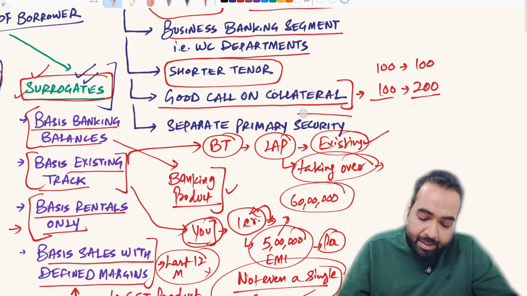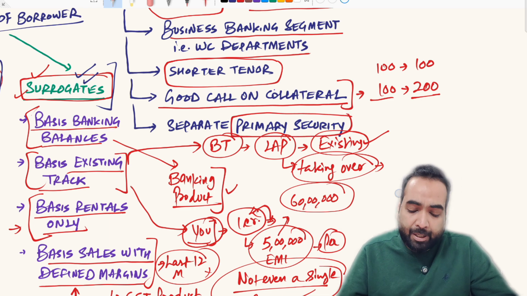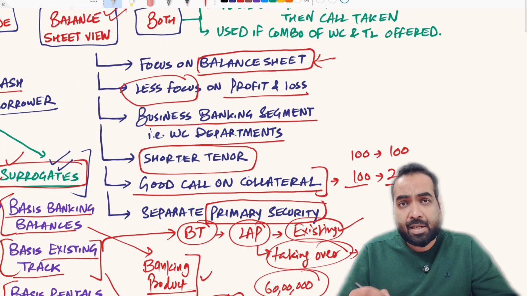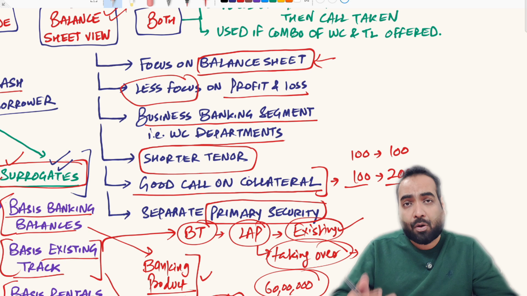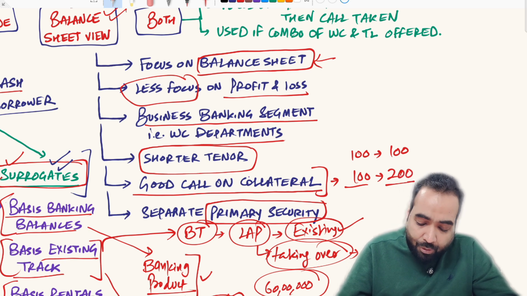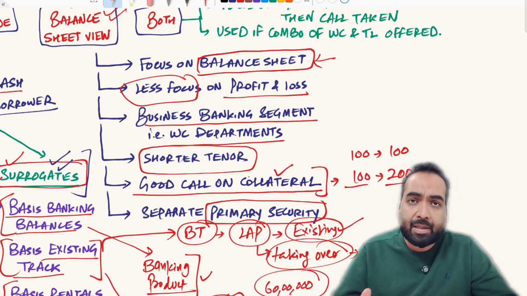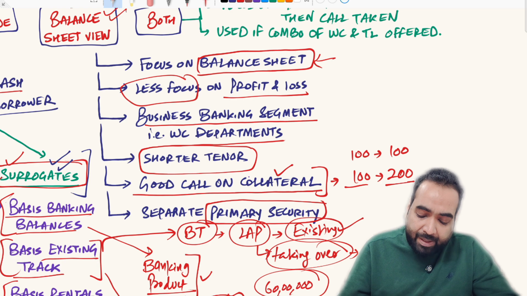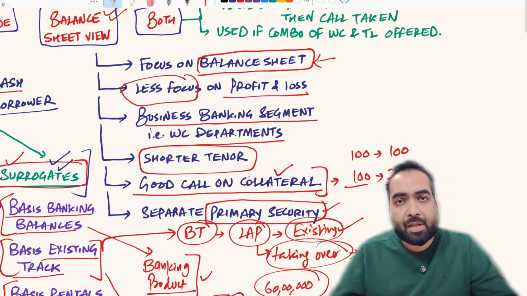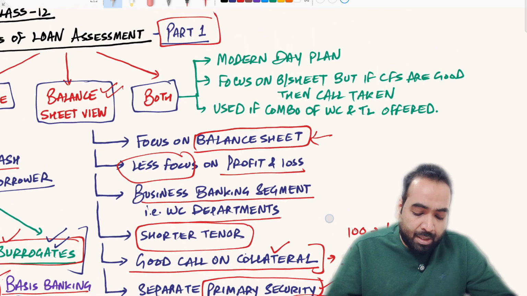And in this segment, there is a separate concept of primary security. The asset that is created from your loan is also taken as primary security, and collateral security is taken separately in these types of loans. And we will discuss these concepts in a later part of our series, right?